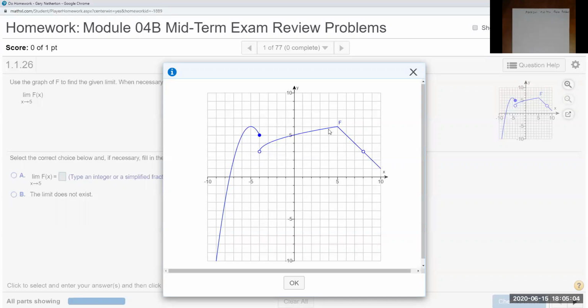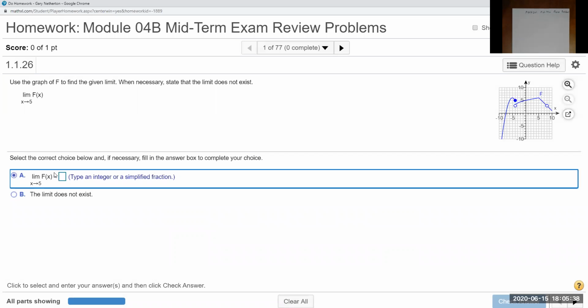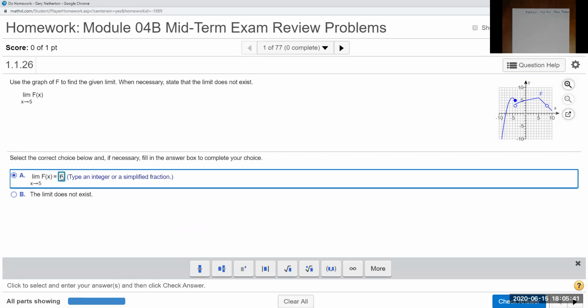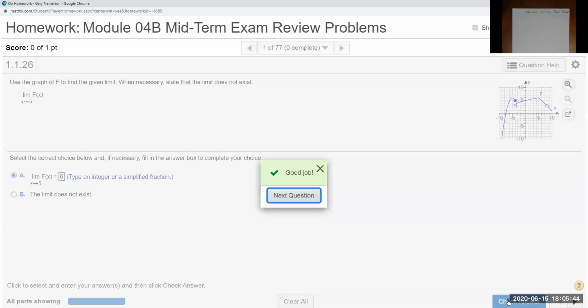As I approach it from the left, obviously the function is approaching the value of 6. If I look on my y-axis, looks like it's at 6. Now as I approach the graph from the right, it's also approaching 6. So that's the definition of a limit. When you approach the value of x from the left and the right, if it approaches the same value of the function, then you have a limit. So in this case, it's going to be 6. I type in 6, and then I check my answer, and it's correct.